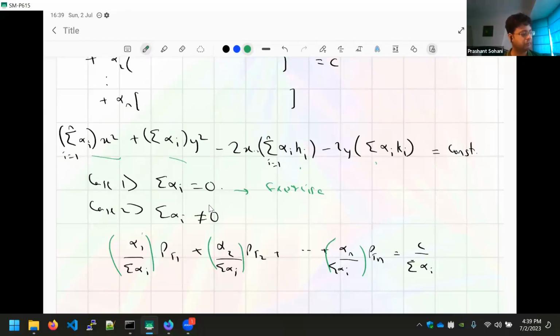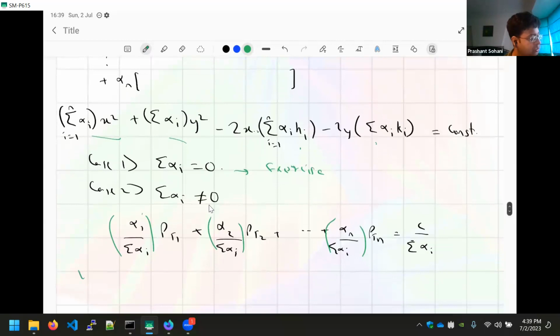So what I'm saying is that without loss of generality, so this is a very important phrase, WLOG, which means without loss of generality. What that means is that it allows me to make some simplification of the problem, but still we are fully equivalent to the original problem. So here we can assume that sigma alpha I is equal to 1.